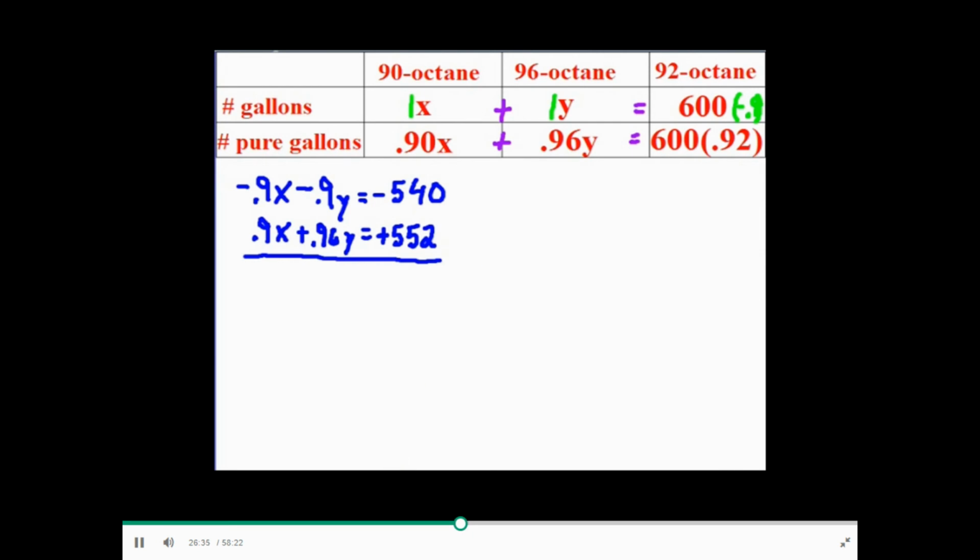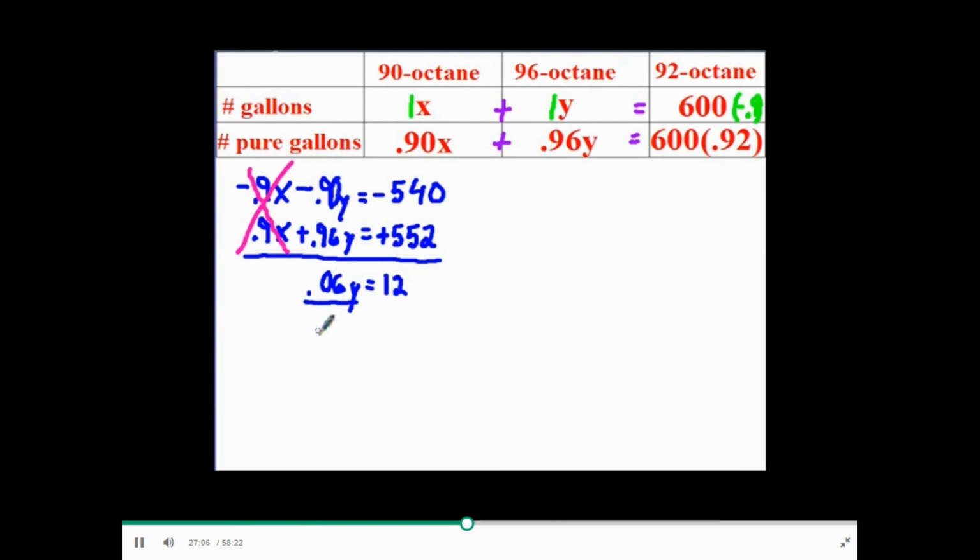Okay, now as long as I've done everything correctly, everything should cancel with the x's, and sure enough it does. So going straight down, I have 0.96 minus 0.9, which again is the same as 0.90. So if you want to put a 0 there to make you feel better, that's okay. That gives us 0.06y. And then I have negative 540 plus 552. That's going to give me a 12.